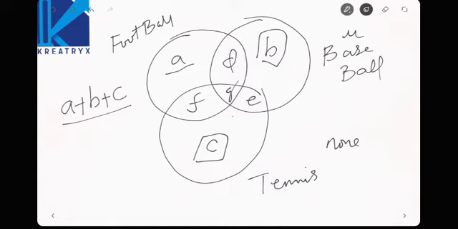See there, D is a place where the persons play only football and baseball, because this is the intersecting part of football and baseball. But G doesn't come into exactly 2 games. G is a place where people are playing all the 3 games, right? E is a place where players are playing only baseball and tennis. Observe the things. F is a place where players are playing only football and tennis.